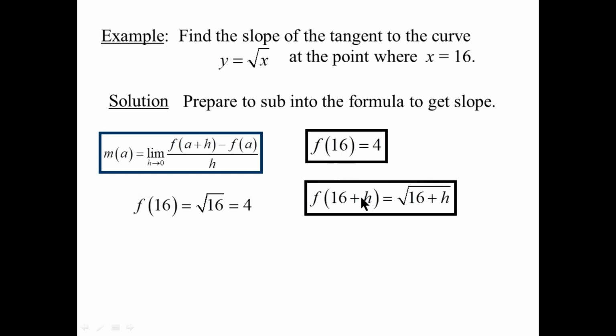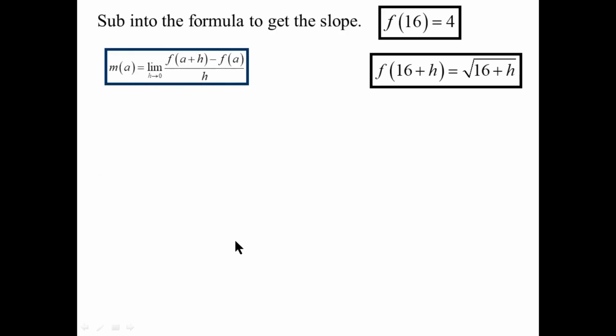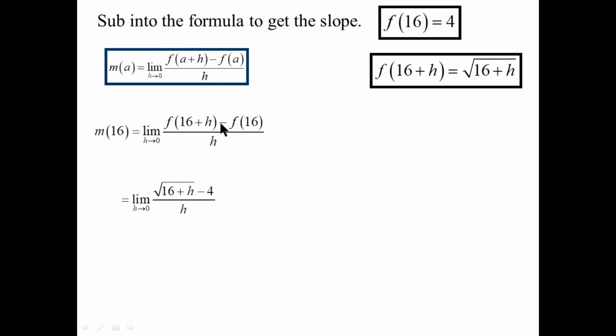So we've got a couple of things that we're going to use to sub into a formula. The solution method is always the same. There's the formula. There's our prep work. Plug them in. f of a plus h, well, f of 16 plus h, and f of 16, because we're going after m of 16, the slope when x equals 16. We did our prep work, so f of 16 is this number, 4. And f of 16 plus h, we can refer to this. It's a square root of this.